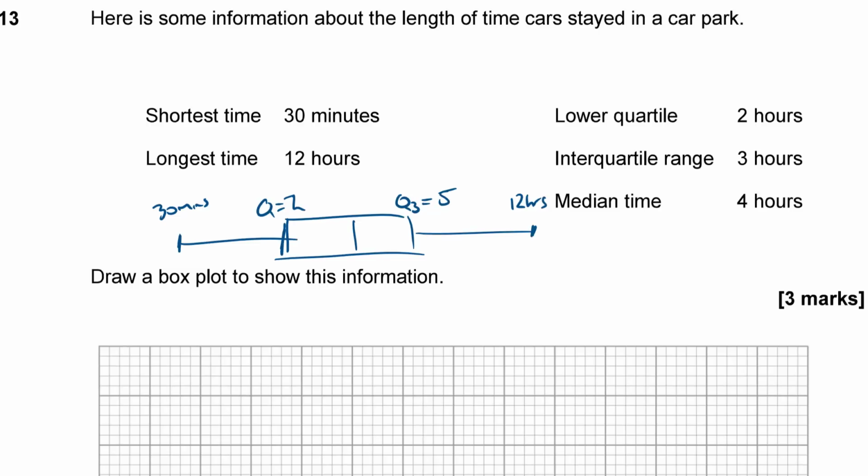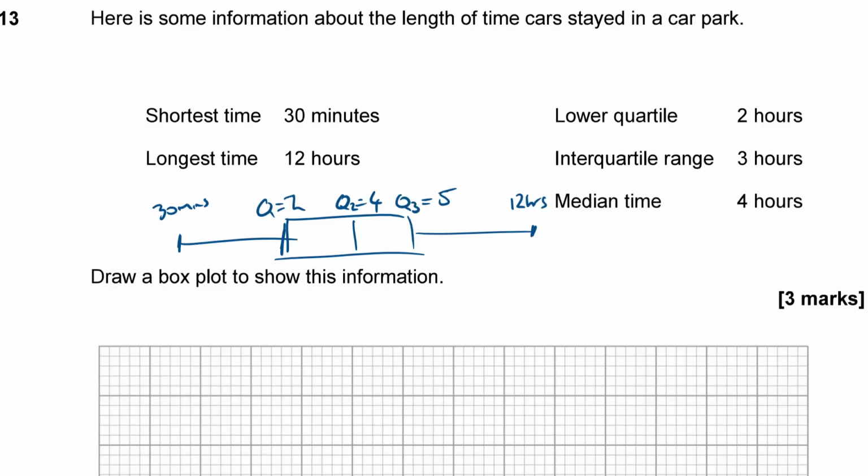And we're told that the median is 4. That's my value of Q2 that goes in the middle. Okay, so now I know where all my values are. It's always a good idea to do a little sketch like this. Just sketch it out before you commit pencil to paper, and then you'll get a neat go first time.